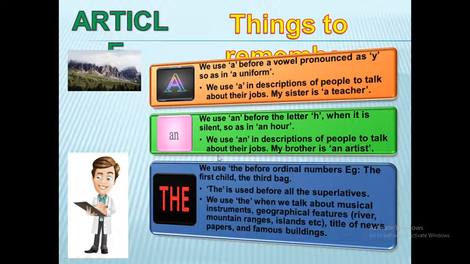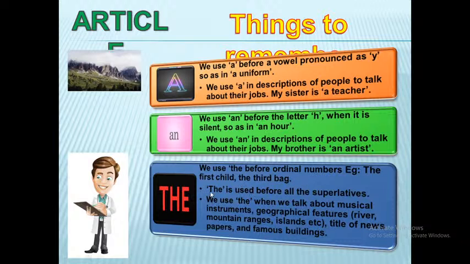Okay. Now, look at the third column, the. We use the before ordinal numbers. What are ordinal numbers, children? First, second, third, fourth, fifth, sixth, seventh, eighth. Okay. So, these numbers are called the ordinal numbers. So, we use the before ordinal numbers. Your maths teacher might have told you: the first child, the third bag, the fifth bench, the 10th bird, the 11th child, like that.